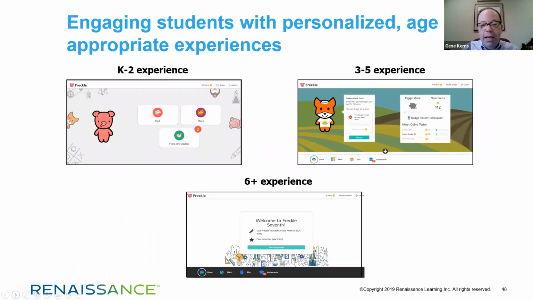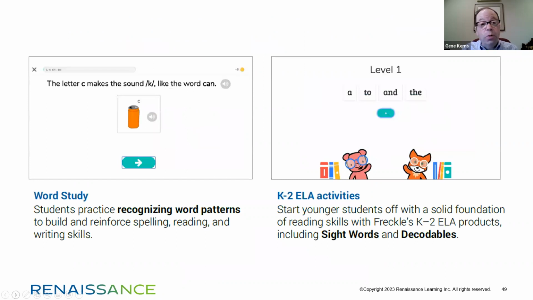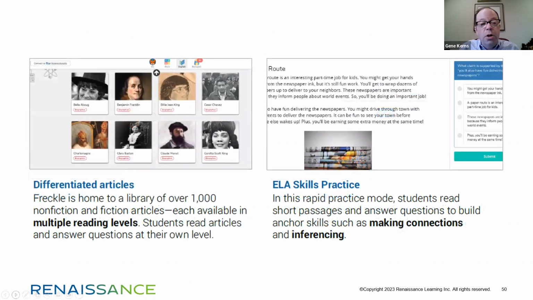Now, even though you see JT the Pig, the icon for the program, older kids are not going to see JT the Pig. So it has different interfaces for kids that mature as they mature. It does begin with really simple things like sight words and decodables for younger kids. But for older kids all the way through high school, Freckle transforms into a series of articles on a wide variety of nonfiction topics and skills practice with specific English language arts skills like making connections and interpreting inferences. So Freckle can begin with them when they're young and can carry them all the way through.